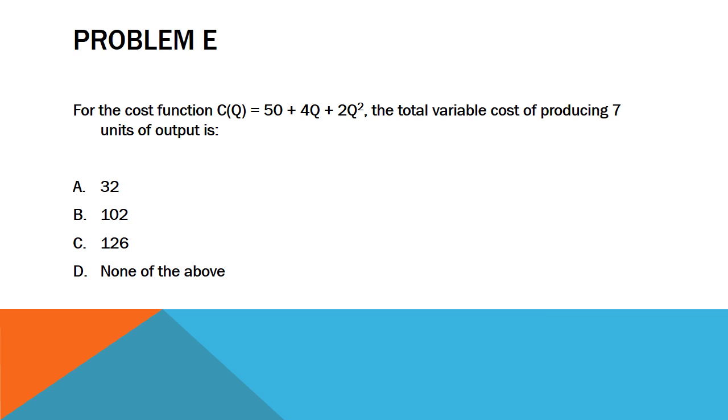For the cost function of C in terms of a given quantity of output Q equals 50 plus 4Q plus 2Q squared, the total variable cost of producing 7 units of output is A, 32, B, 102, C, 126, or D, none of the above.